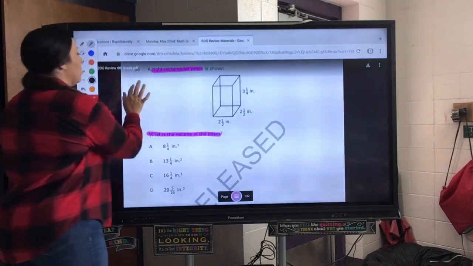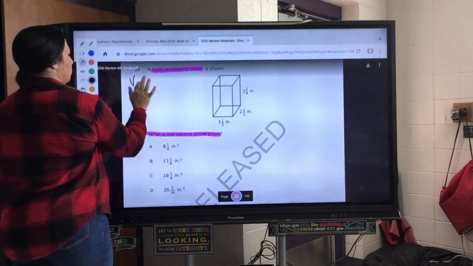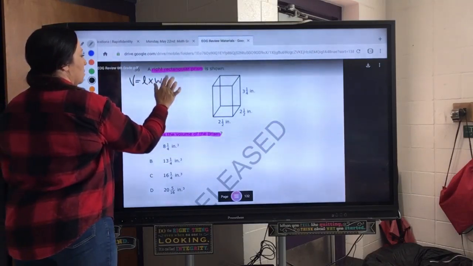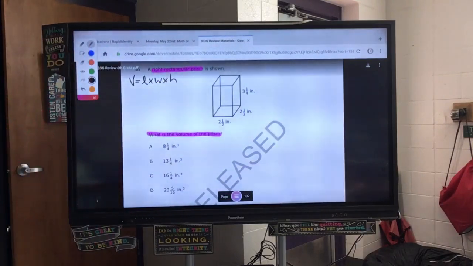Alright, and then at this point, we know we are finding volume, which is length times width times height. Alright, you may use your calculators, so you need to write your work in your notebook. Stand up and have your answer. You're allowed to use your calculator. When I say show your work in your notebook, I mean write the formula, then write 2.5 times 2.5 times 1/4, and then write equals your answer.